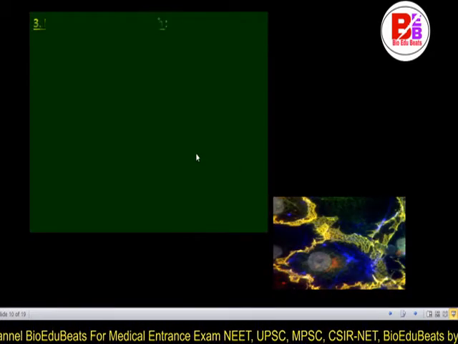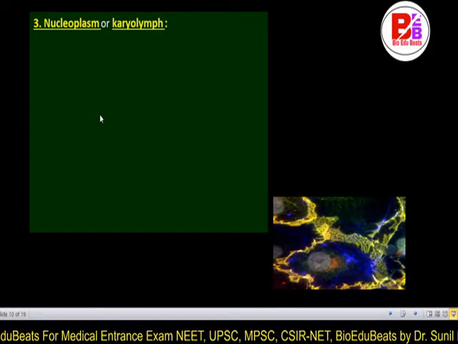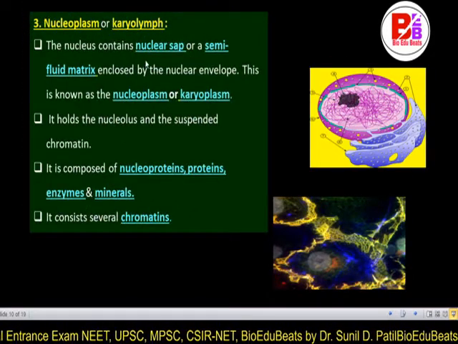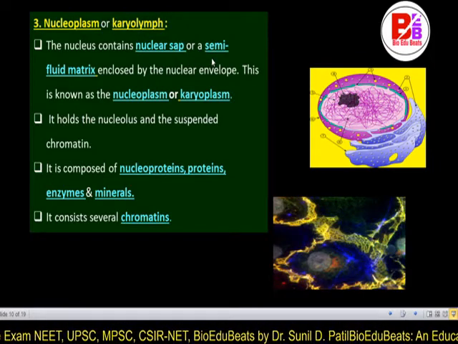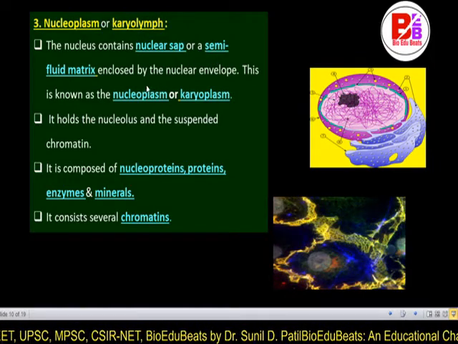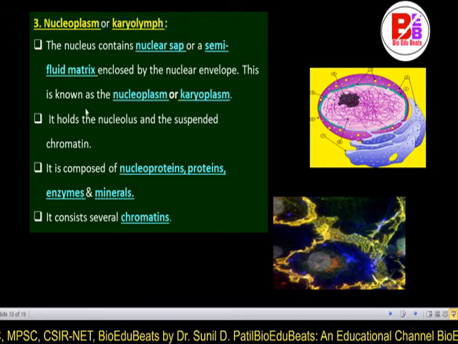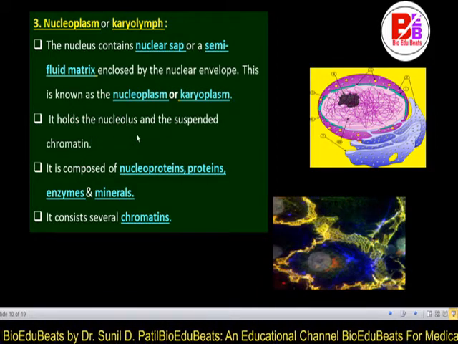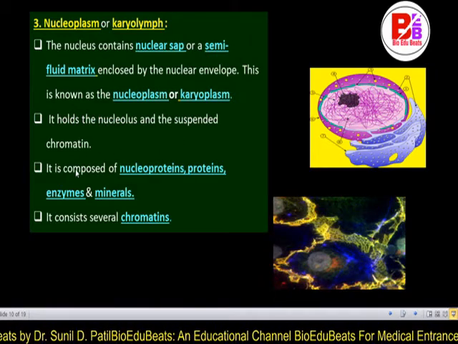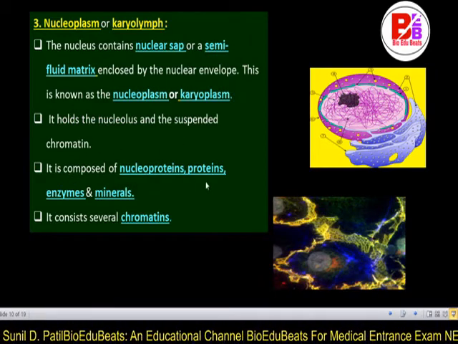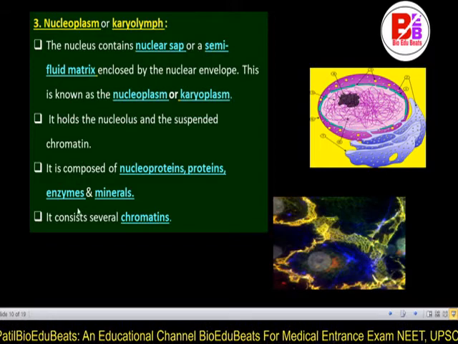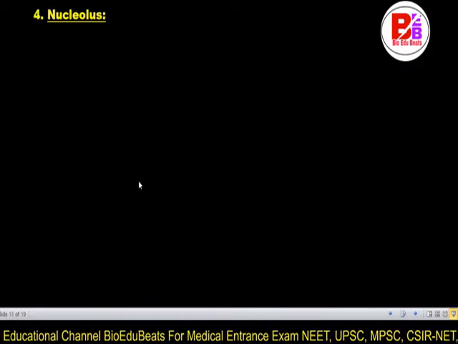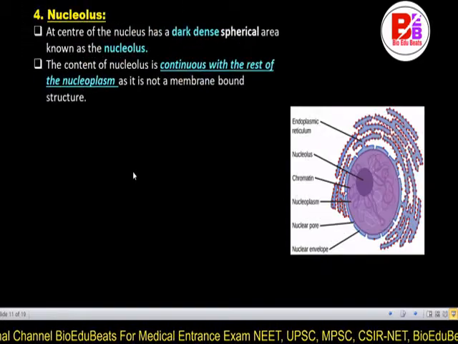The next part, the nucleoplasm or karyoplasm, is the third part. The nucleus contains nuclear sap or nucleoplasm, a semi-fluid matrix enclosed by the nuclear envelope. This is also known as the nucleoplasm or karyoplasm. It holds the nucleolus and the suspended chromatin. It is composed of nucleoproteins, proteins, enzymes and minerals. It consists of several chromatins.